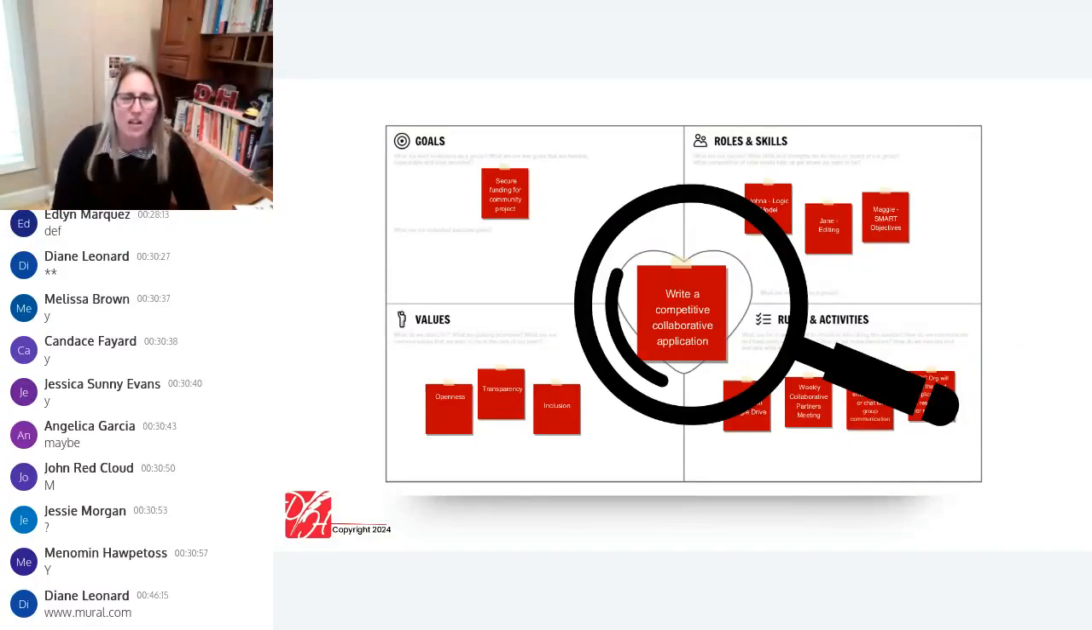Why is the collaborative group coming together? Oh, that's right. We're coming together because we want to write a competitive application together. We want to bring the money into our community so we can do this great work. Okay. You could certainly be more specific. It might be, we are coming together to write a highly competitive OVW grant for a new project.